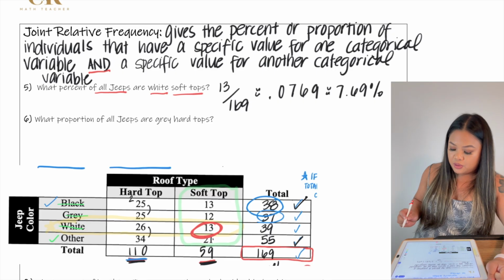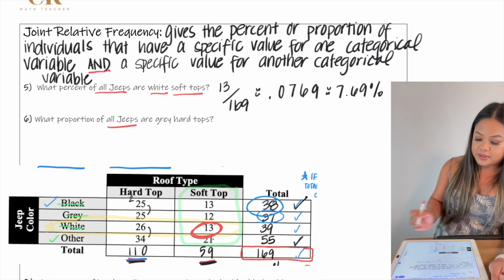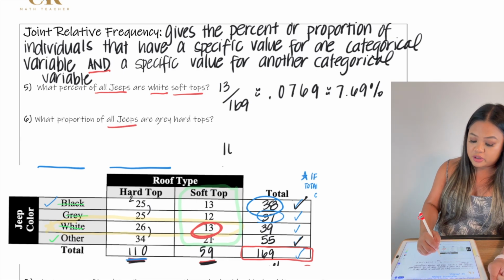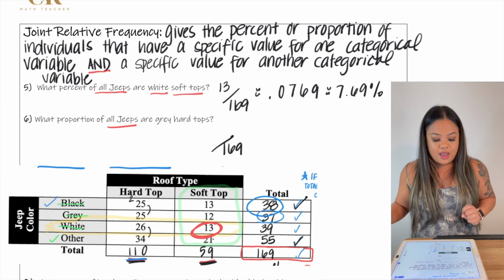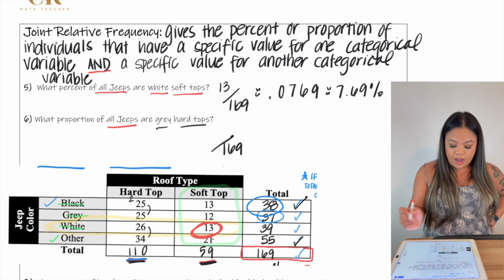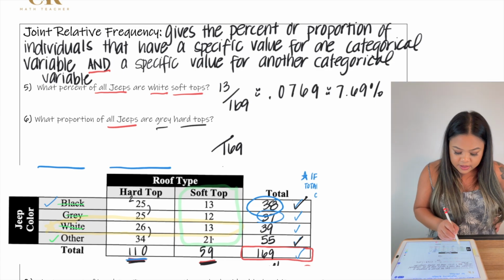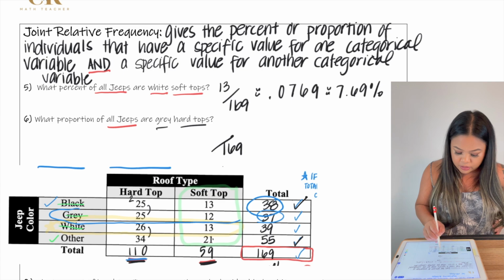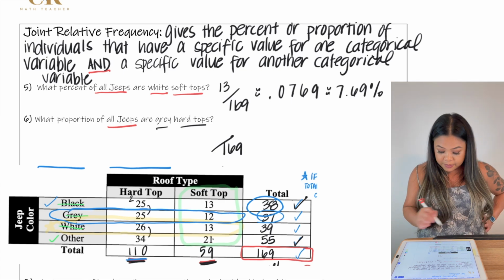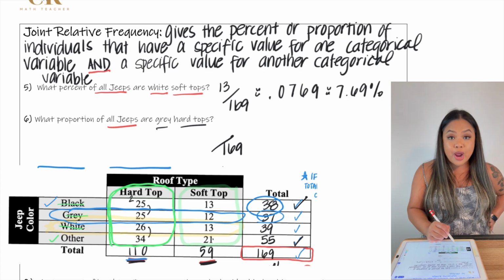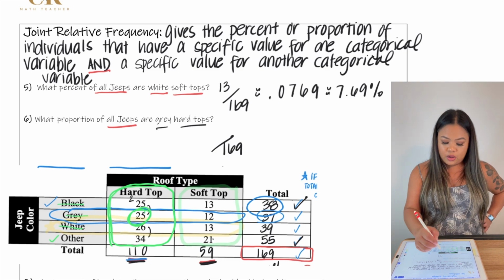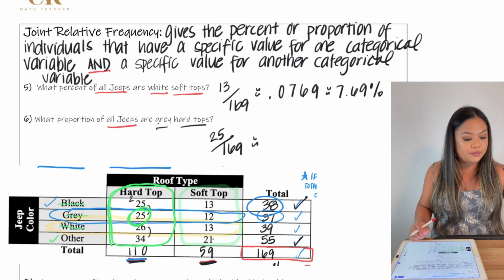All right, so what proportion of all Jeeps? So that means your denominator is 169 still. We still want to know, out of all the Jeeps that I found, how many are gray hard tops. Gray is this row right here in blue. And hard tops, that's this column right here. The intersection for gray hard tops is 25. So hopefully you wrote down 25, and we're going to convert that into a decimal.